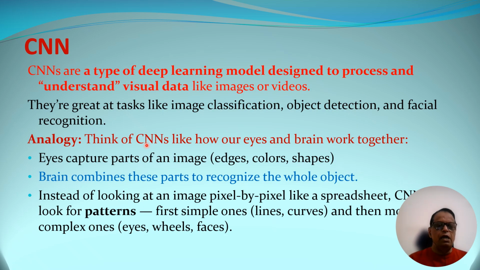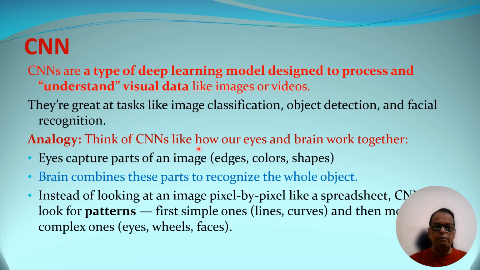As far as CNNs are concerned, it is a kind of deep learning model, and it is designed basically to process and understand visual data. Most of the time we work with visual data such as images or videos, and whenever we want to determine the patterns associated with images or videos, we can make use of CNN. So whenever we want to classify an image, recognize or detect an object, or recognize a face, then we can make use of CNN.